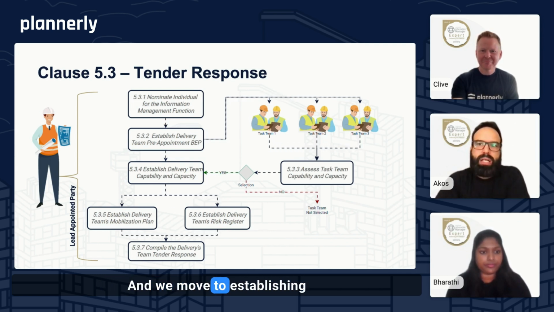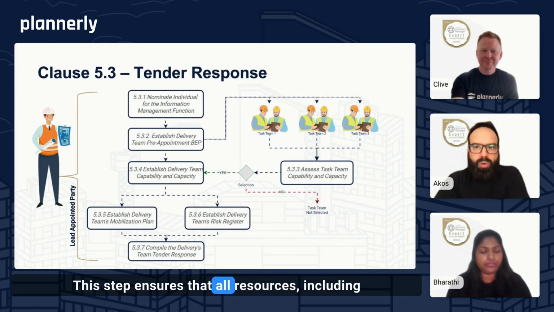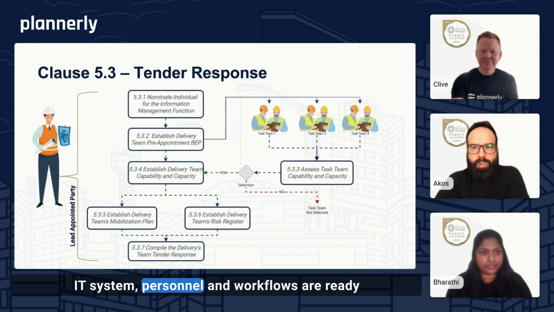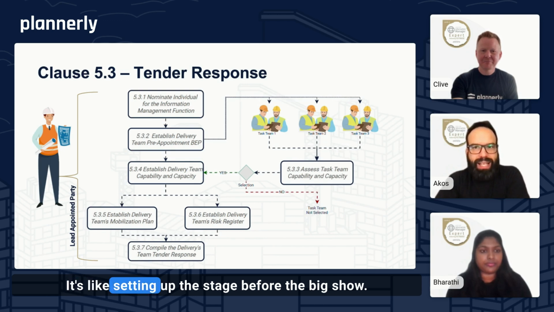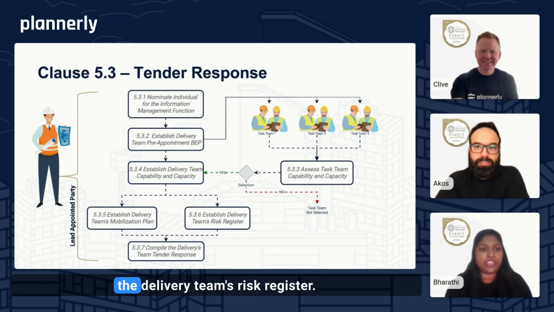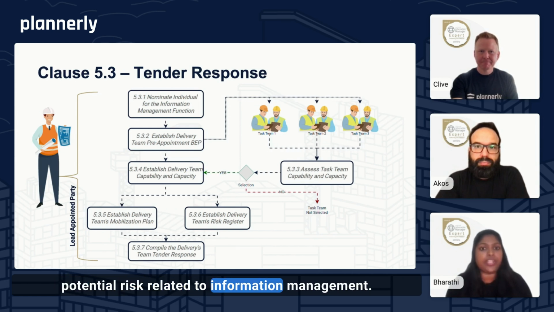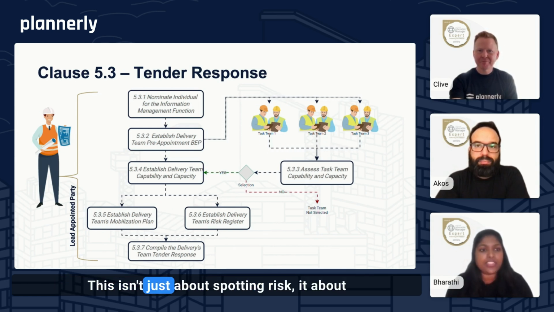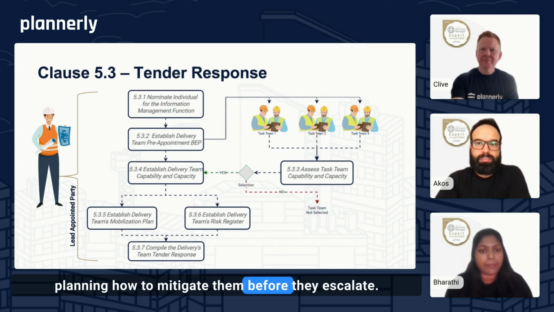And we move to establishing the delivery team's mobilization plan. This step ensures that all resources, including IT systems, personnel, and workflows, are ready to go before the project starts. It's like setting up the stage before the big show. Everything has to be in place for the show to run smoothly. Then we need to establish the delivery team's risk register. Here, the teams identify and document potential risks related to information management. This isn't just about spotting risks, it's about planning how to mitigate them before they escalate.